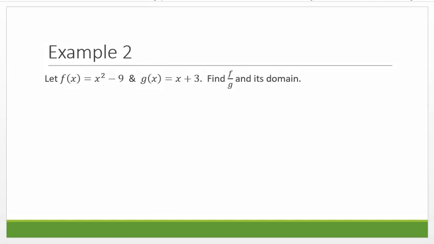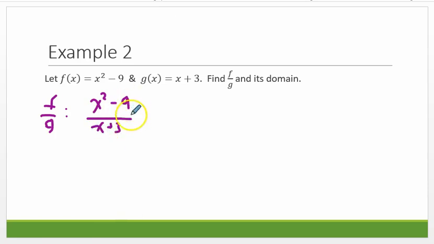Now here's a trickier example. Division is honestly the hardest one just because you have the extra domain restrictions to consider. I know that this is a division question because they have shown me f over g, which means I need to take the f function and literally just put it on top of the g function. So I would have x squared minus 9 on top of x plus 3.